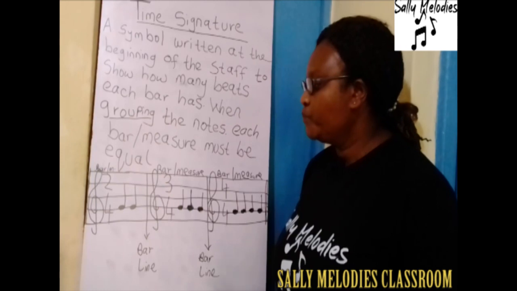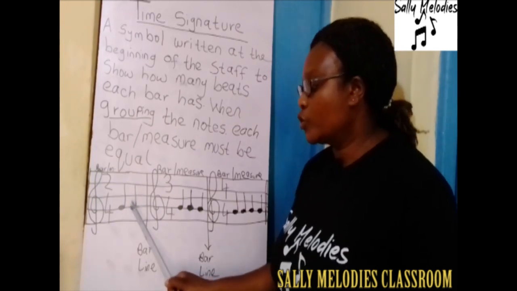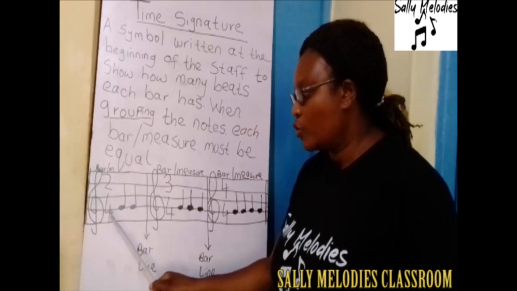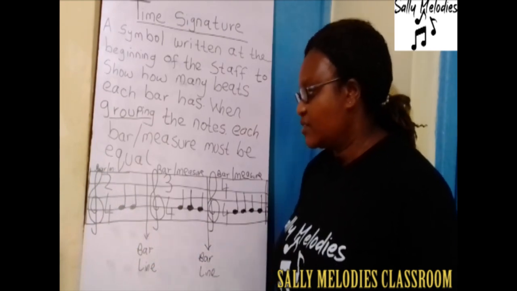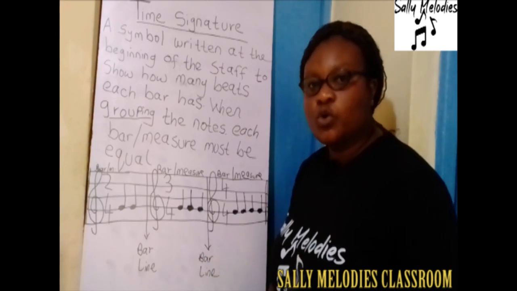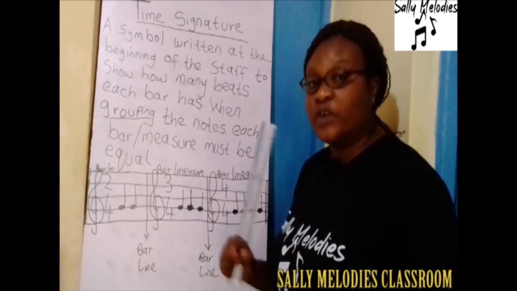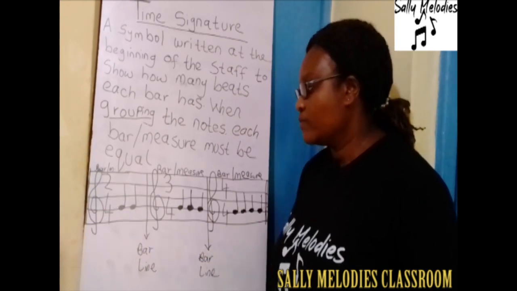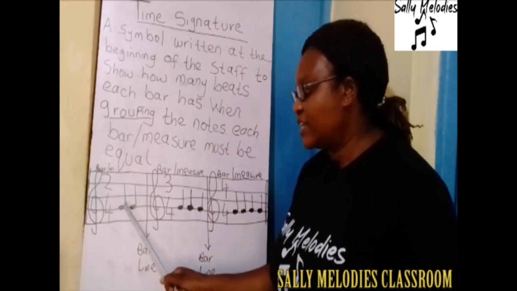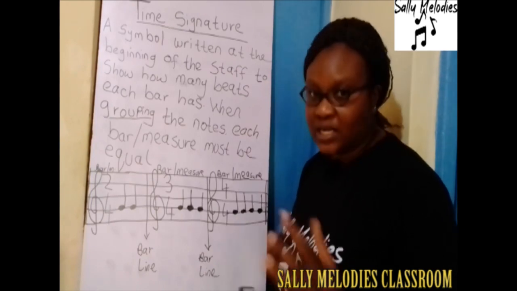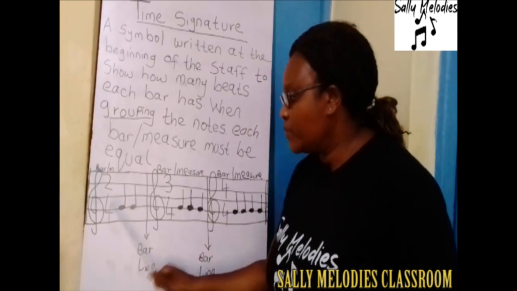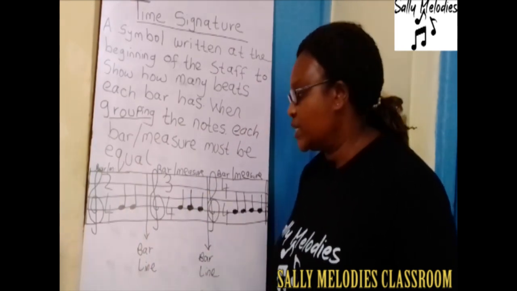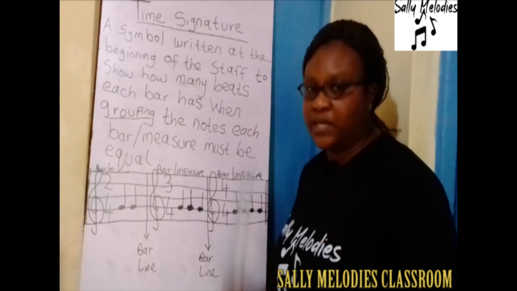For example, we have 2 crochets here. These are 2 crochets. That's why it's a 2/4. 2 crochets. So what is the value of a crochet? The value of a crochet is measured by 4. 4 means they are crochets. We shall come to that. So 2/4 means in every bar in that music, it has got 2 crochet beats.